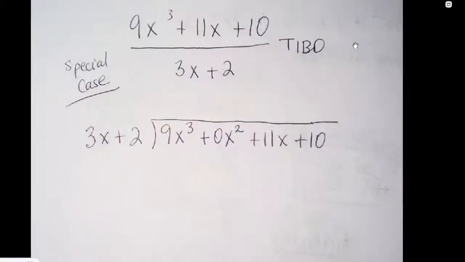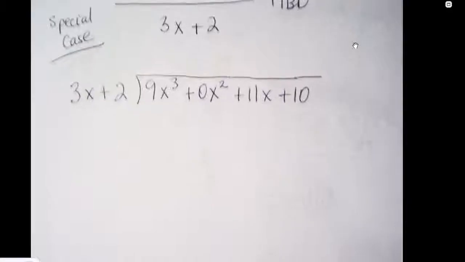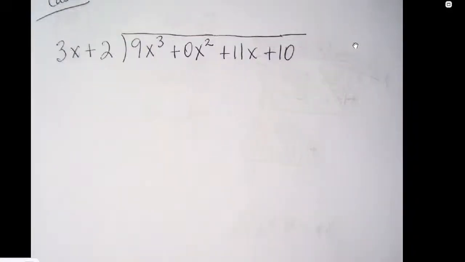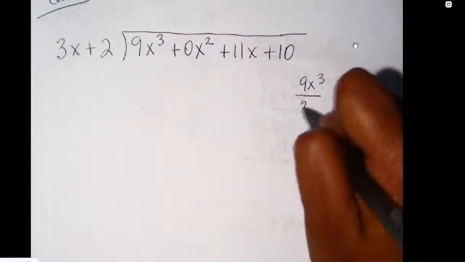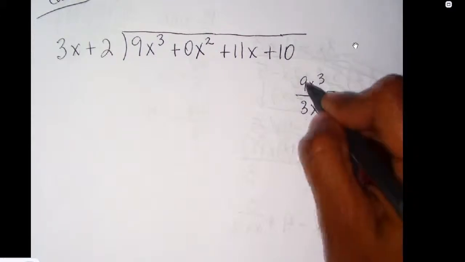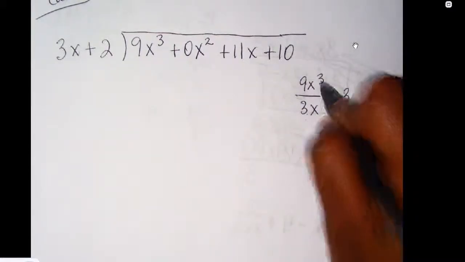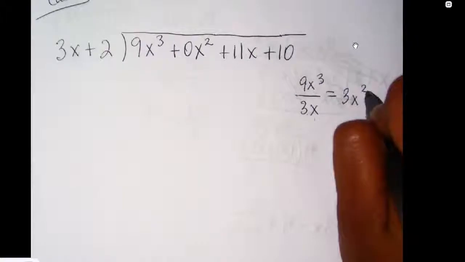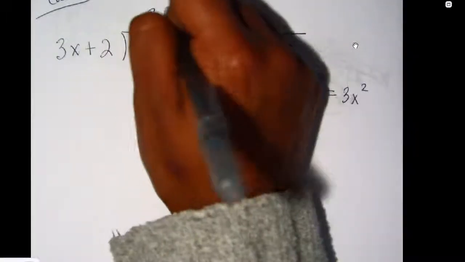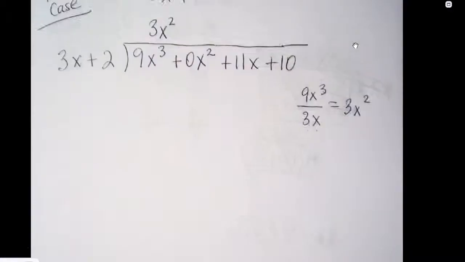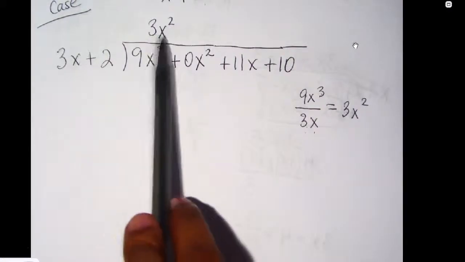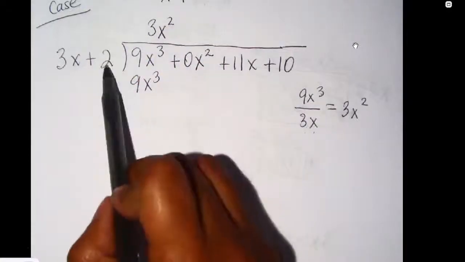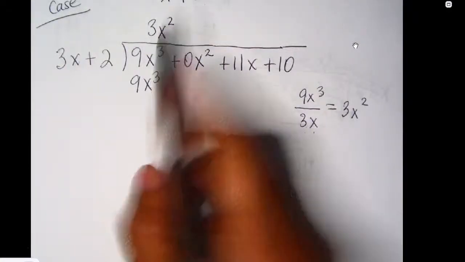So here we go. So we still start with trying to figure out what to put at the top. So I come to the side of my paper and I say 9x to the third, divide that by 3x. So this becomes 9 divided by 3 is 3, x to the third divided by x is x squared. So I'm going to put a 3x squared up at the top. And now that I've done my dividing, it's time to multiply. So 3x times 3x squared is a 9x to the third. And then 2 times 3x squared is 6x squared.